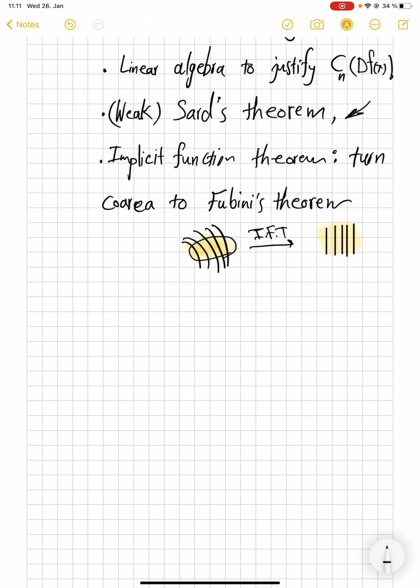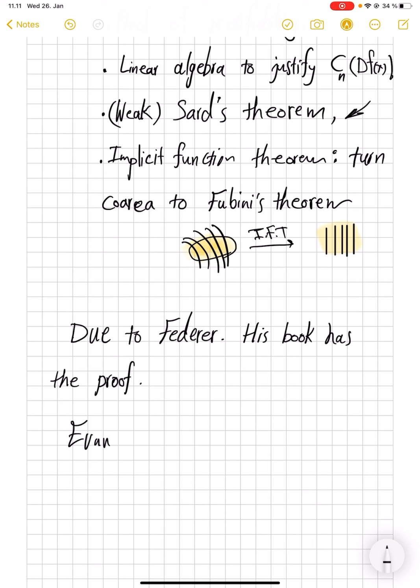Finally, a couple of references. So this Coarea formula is due to Federer. His book has the proof, of course. The other book where you can read this is, again, Evans and Gariepy's book. The title is Measure Theory and Fine Properties of Functions.